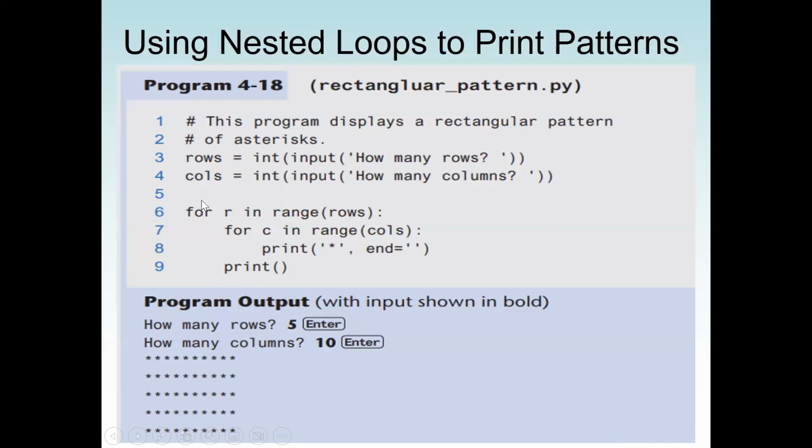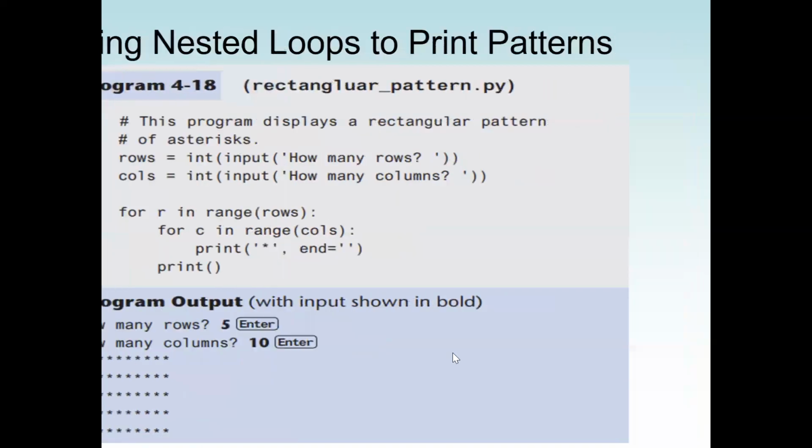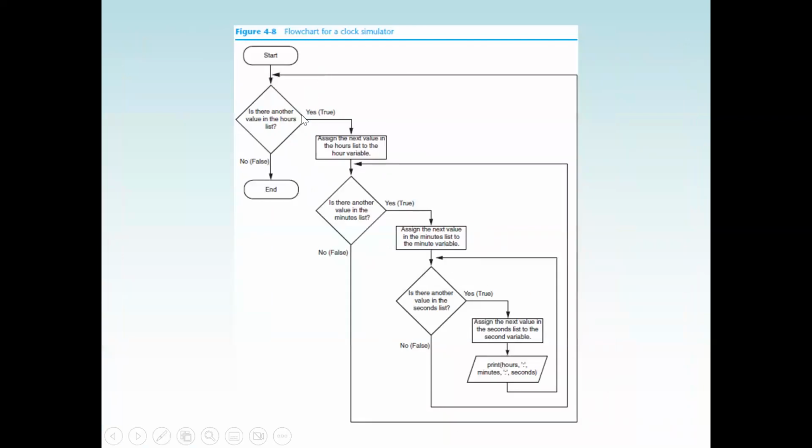The indentation is for the outer for loop. Okay, so that's the concept here also. So we start with a program. Is there another value in the hours list? No. If no, then we end. If yes, then we continue, assign the next value in the hours list to the hour variable. Is there another value in the minutes list? Yes, then we assign it to the minutes. Then we go up to second.